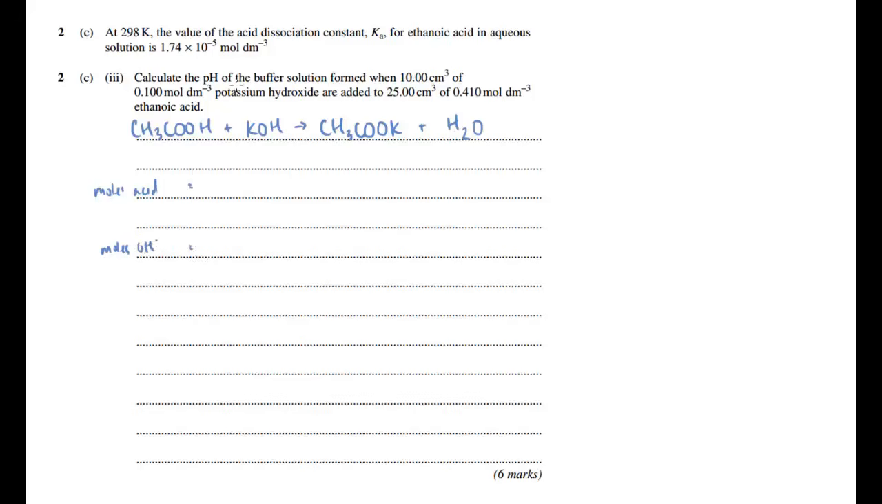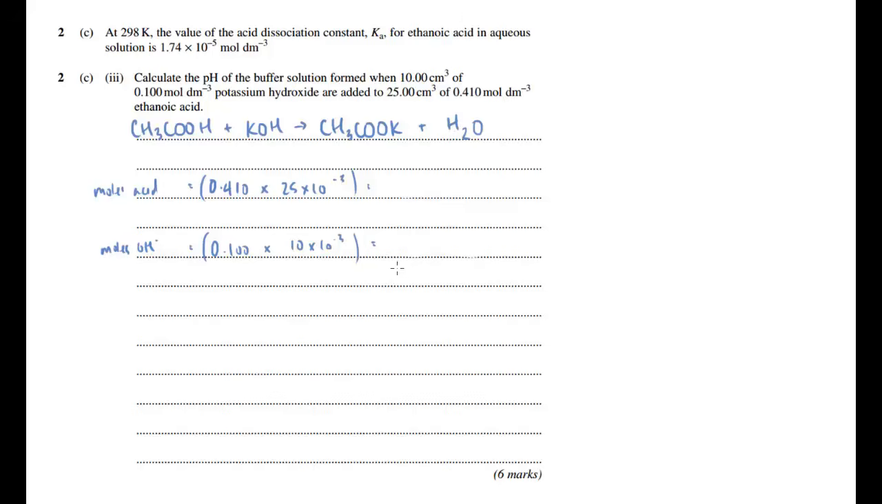And I've got various values here. So my acid is this part here. It's 25 centimeters cubed and 0.410 as the concentration. So moles, concentration times volume. So 0.410 times 25 times 10 to the minus 3. That will give us a value, which I'll stick up in a second. Hydroxide, same principle. Concentration 0.100 times 10 times 10 to the minus 3.